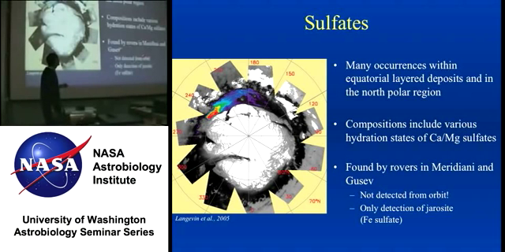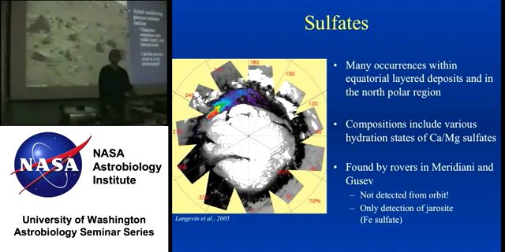And in the case of Meridiani and Gusev, it's the only detection of jarosite, which is an iron sulfate, which indicates acidic conditions. So when you see sulfates, you don't necessarily think, okay, this had to be an acidic environment. You can form calcium and magnesium sulfates in relatively normal environments, but when you have things like iron sulfates is when you can start to say something about the actual aqueous conditions in terms of the pH.